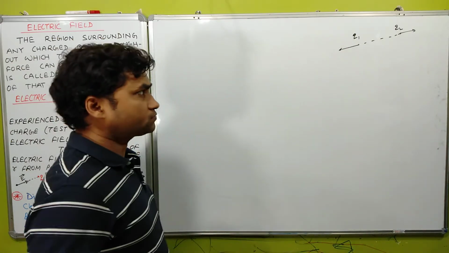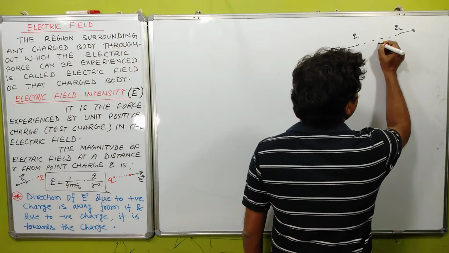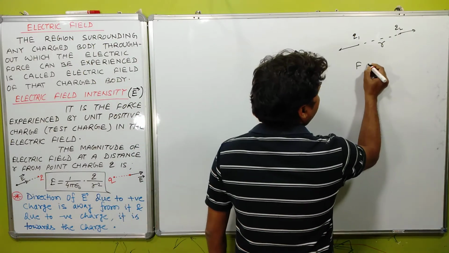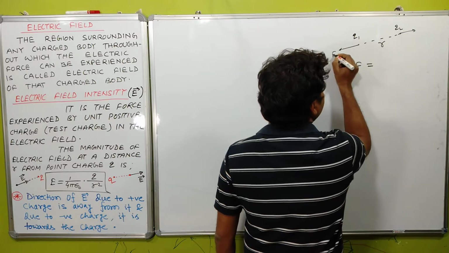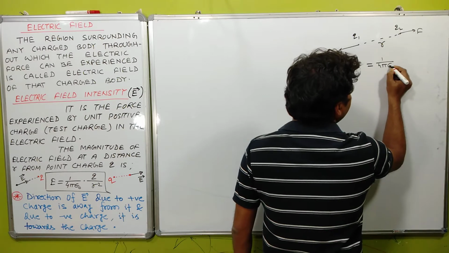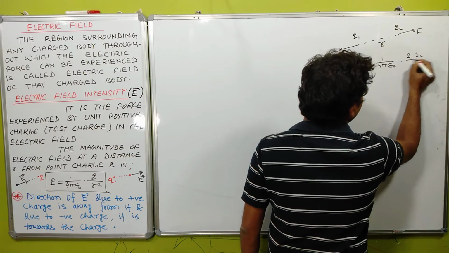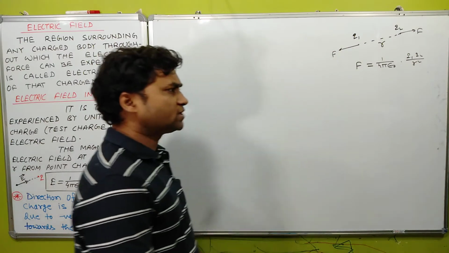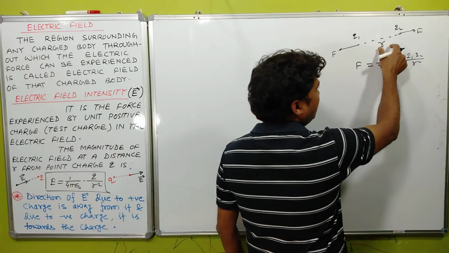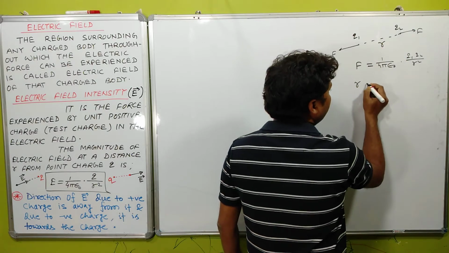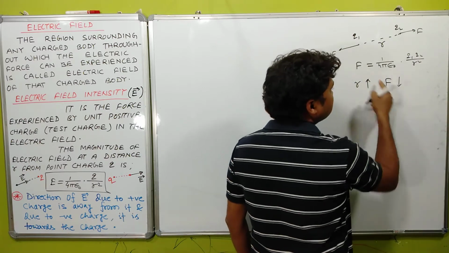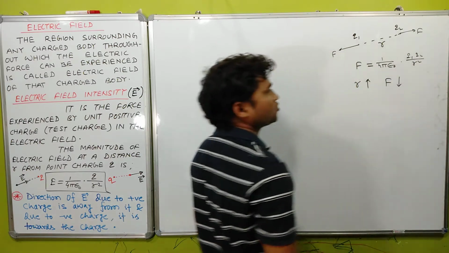Now we also know that if the distance between the two charges is small r, then the magnitude, the value of force acting between the two charges, F, has value 1 by 4 pi epsilon naught q1 q2 by r square. Student, from here you can easily see that if distance r will increase, then the value of force will decrease, because this is inversely proportional to the square of the distance between the two charges.